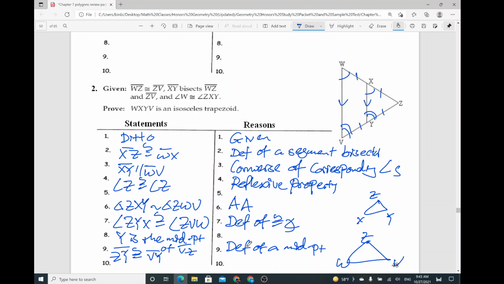And for the reason for number 8, why is it the midpoint? The reason is the proportionality. And then therefore, we can say that WXYV is an isosceles trapezoid. Definition of an isosceles trapezoid.